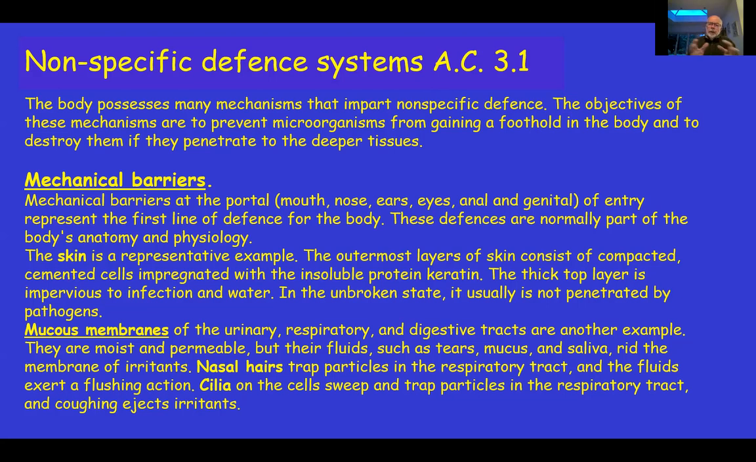Now, going into these portals, the mouth, the nose, the ears, and the eyes, they are lined with cells which produce mucus, the mucous membranes. So the urinary system, the exit through the vagina or the penis, the respiratory system of your lungs, and the digestive system or the lining have these mucous membranes. They're moist, but they're also permeable.